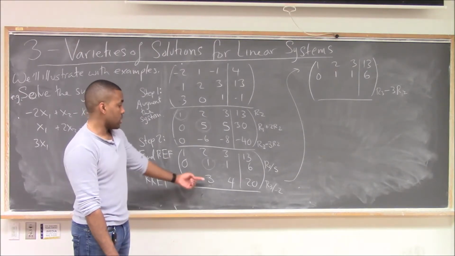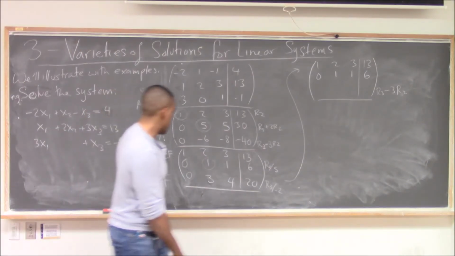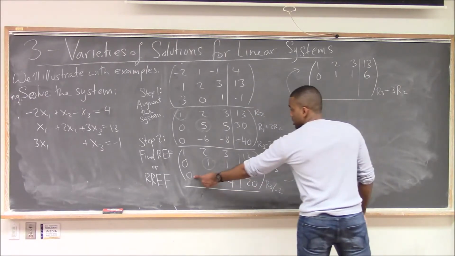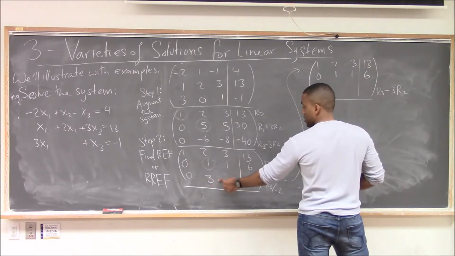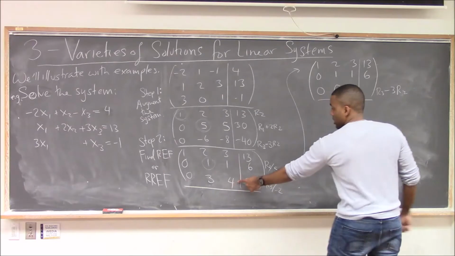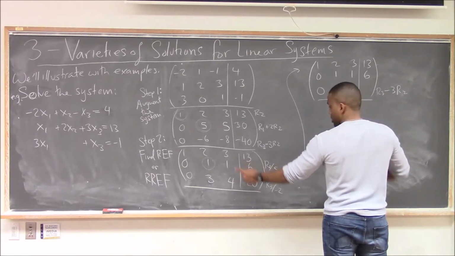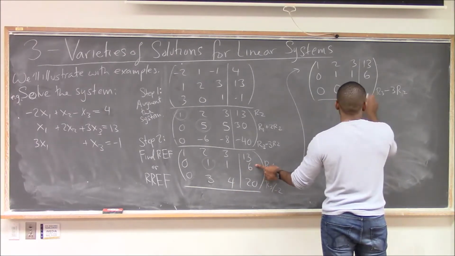Okay, so now we're going to take row 3 minus 3 times that, was what was suggested. So take this minus 3 times that, 0. This minus 3 times that, 0. This minus 3 times that, 1. This minus 3 times that, 2.